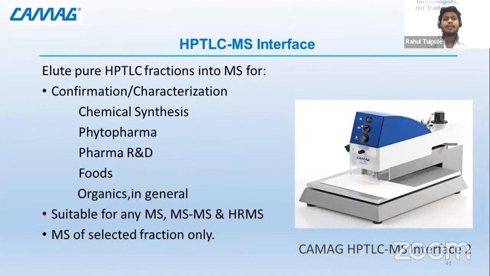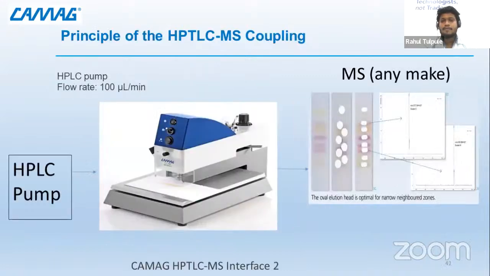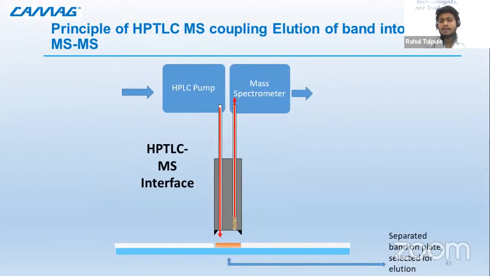Then talking about the MS interface. What it does is it takes a fraction from the plate, and this fraction is introduced to the MS. Here I would like to show you a short example of how the interface works. If you are able to see, the orange part which is shown on the plate is the band to be eluted. So how it will be eluted is shown in this short video.